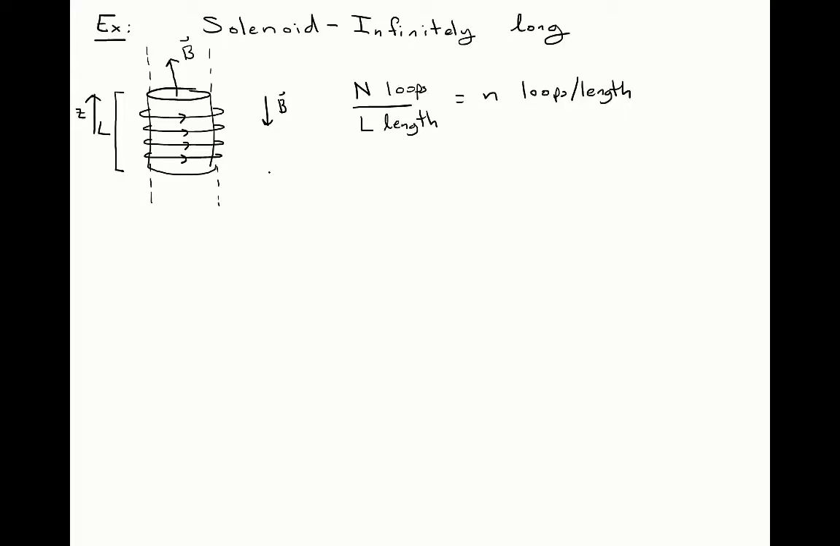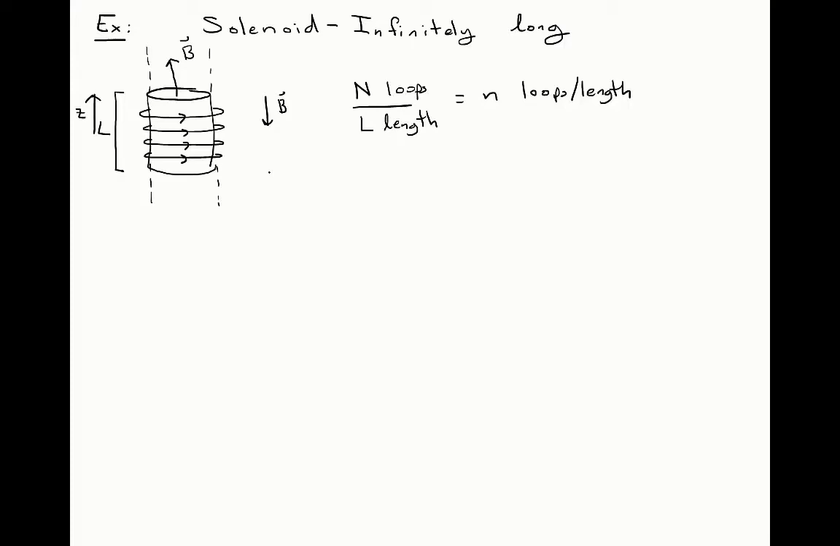Now, something that makes you look a little bit less goofy with your fingers is if you just curl your fingers around the direction that the loops are going, your thumb will point the direction that the magnetic field is going inside the loops. And that's how my high school teacher taught me to figure out the direction of the magnetic field inside a solenoid.